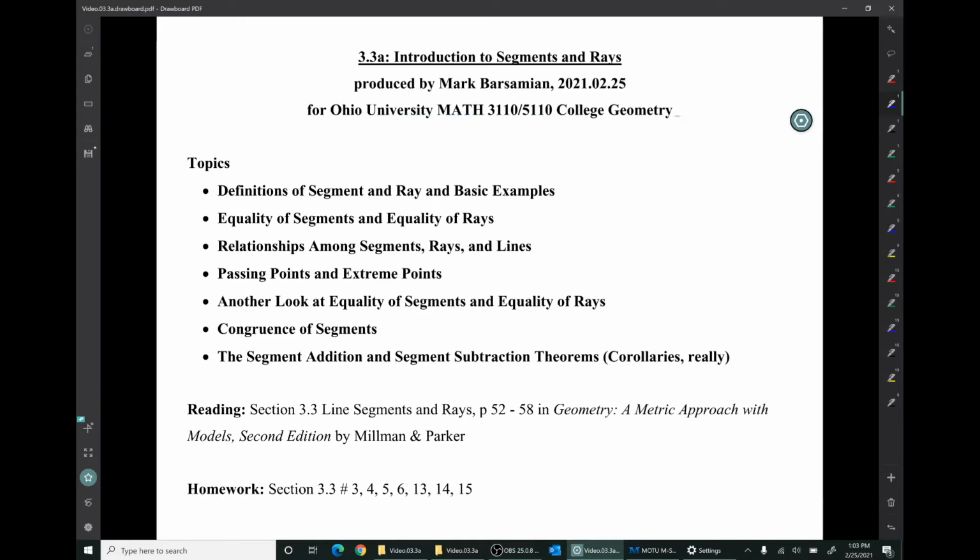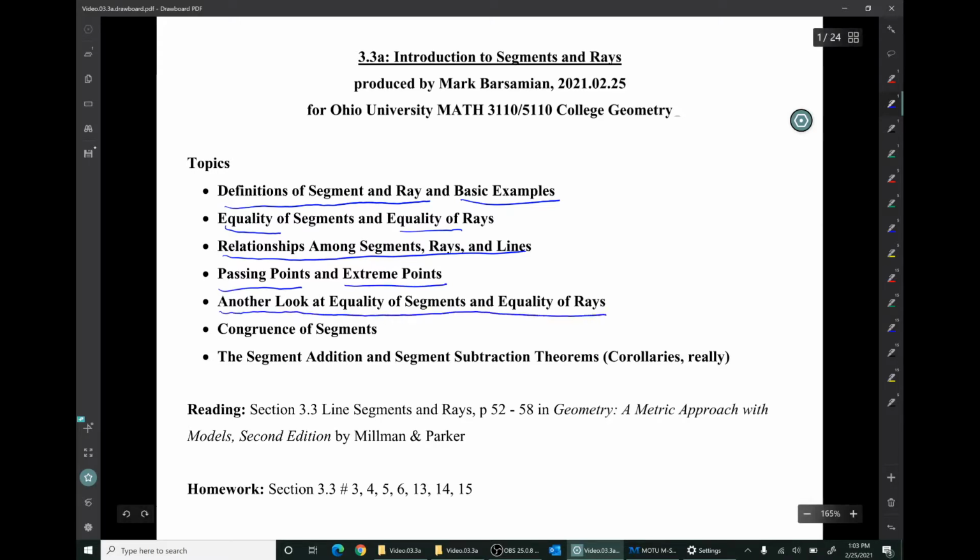Our topics will be the definitions of segment and ray in basic examples. We'll discuss equality of segments and equality of rays. We'll discuss relationships among segments, rays, and lines. And then I'll introduce what are called passing points and extreme points. And using the idea of passing points and extreme points, we'll take another look at the equality of segments and equality of rays. Finally, I'll introduce congruence of segments and discuss the segment addition and segment subtraction theorem.